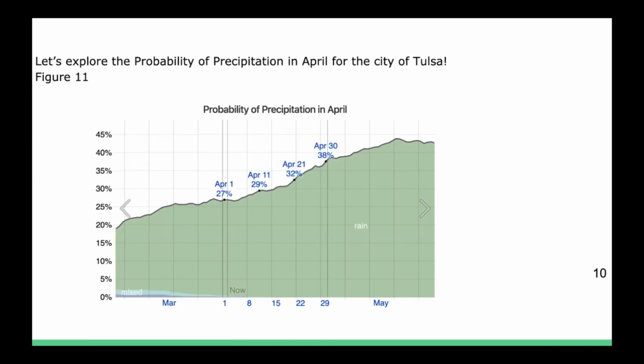Let's explore the probability of precipitation in April for the city of Tulsa. Figure 11. Probability of precipitation in April. The y-axis shows the probability of precipitation, and the x-axis shows the date. Notice, we can use our grid to match a date with the probability of precipitation.